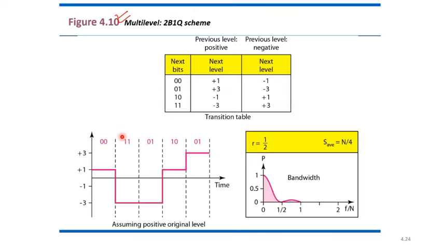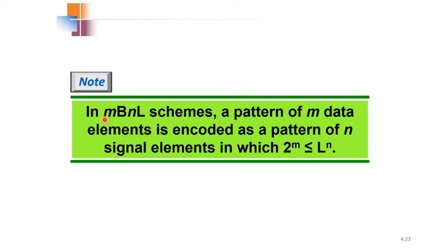this multilevel. Multilevel will be represented by mBnL. Here m stands for the number of data elements. How many data elements are there? That means the number of bits that we are going to transmit. If m is equal to 2, it means 2 bits we are transmitting at a time.